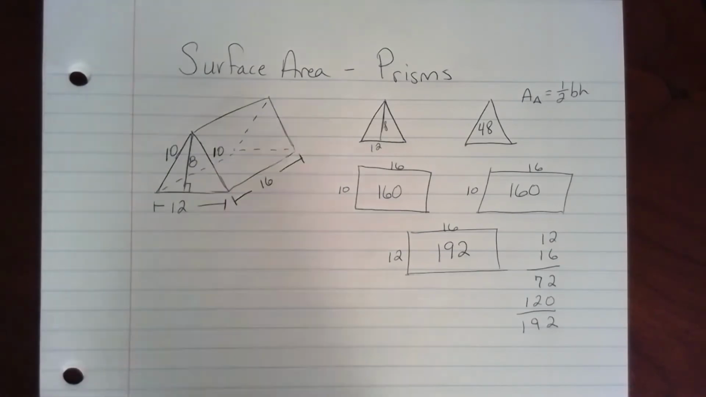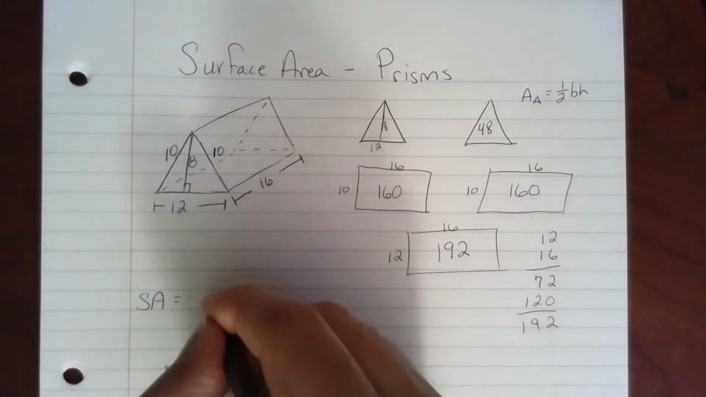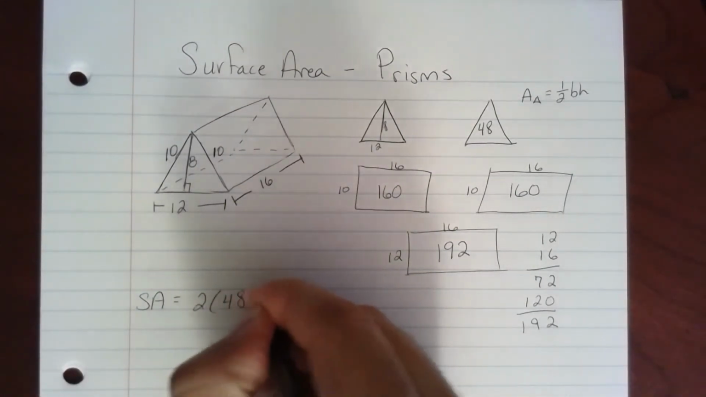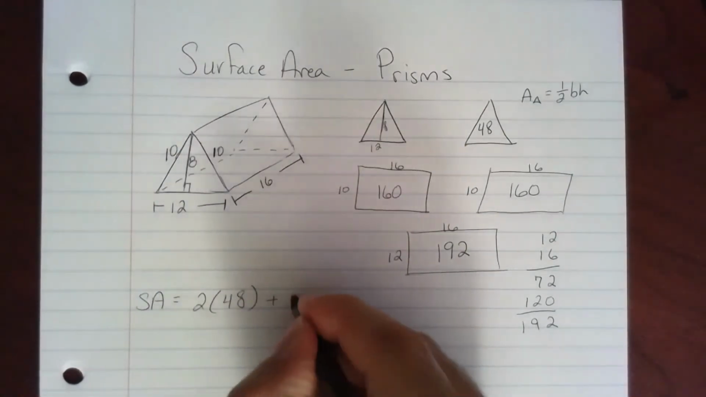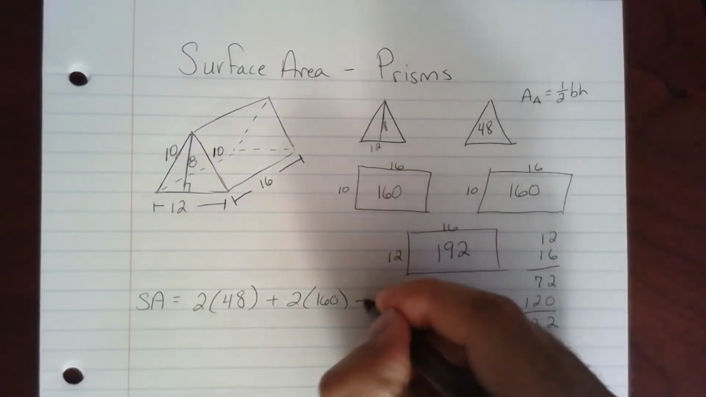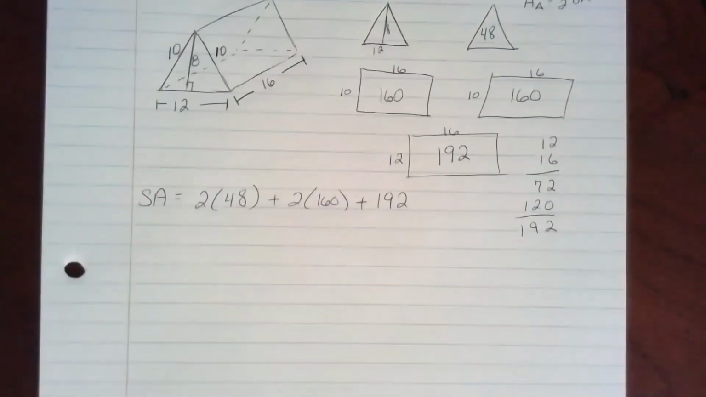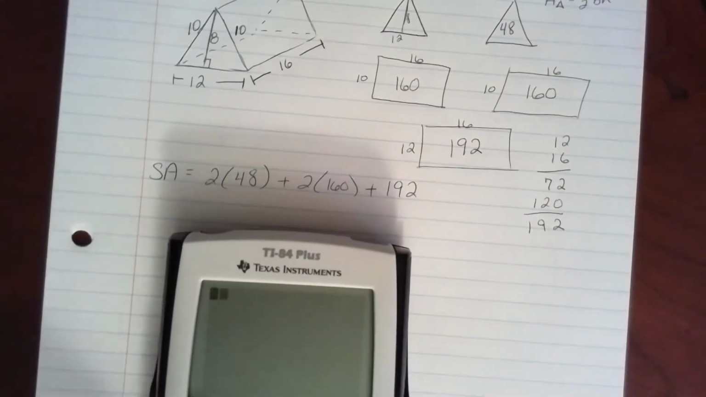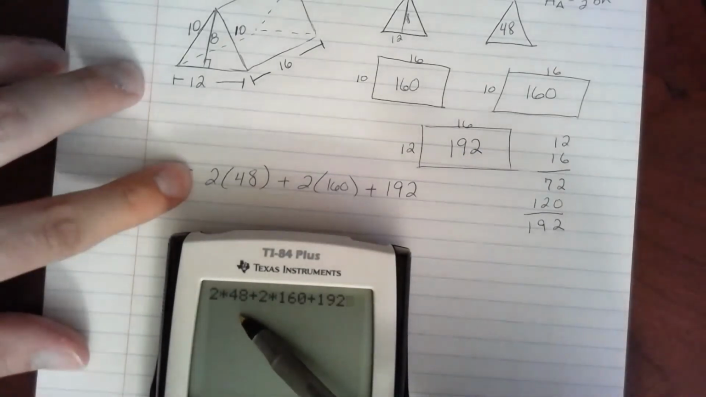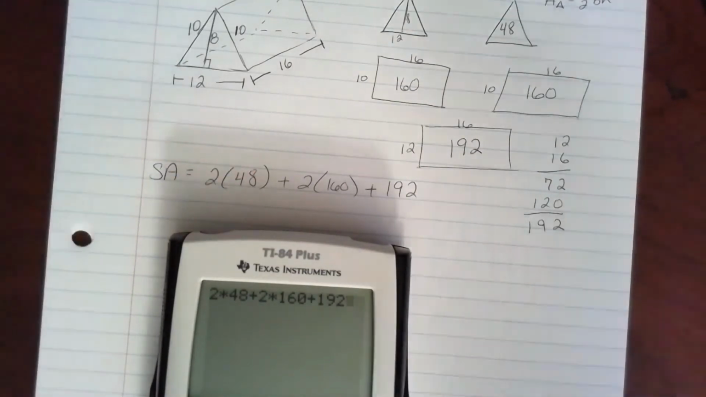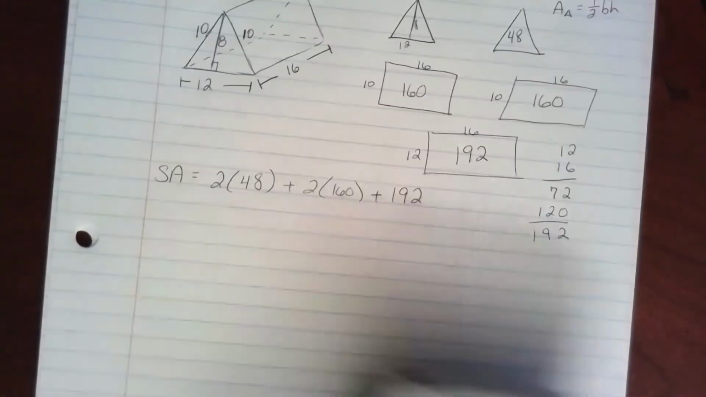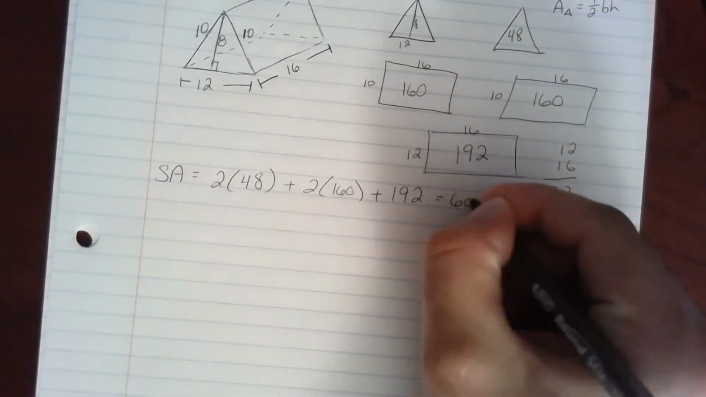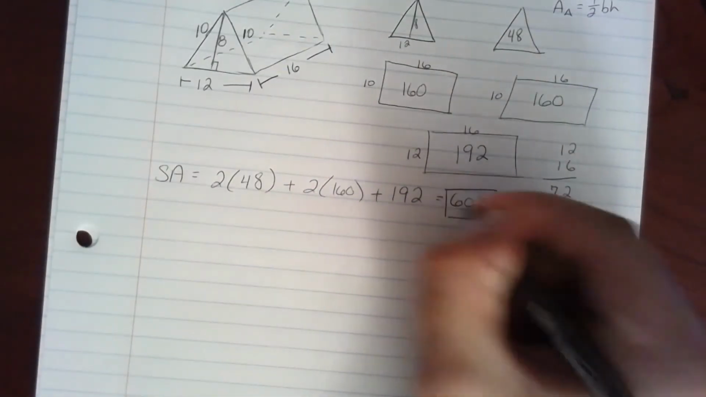Well, if I want to find the surface area, all I do is add these up. There are two that have 48 for their area, two that have 160 for their area, and one that has 192. Instead of trying to do that in my head, which I could do given enough time, I'd rather just save time and do this here. Just type it in very carefully and double check your numbers: 2 times 48 looks good, 2 times 160 looks good, and then 192 at the end. And we get a surface area of 608. So there we go. That's one way you could go about doing these problems.